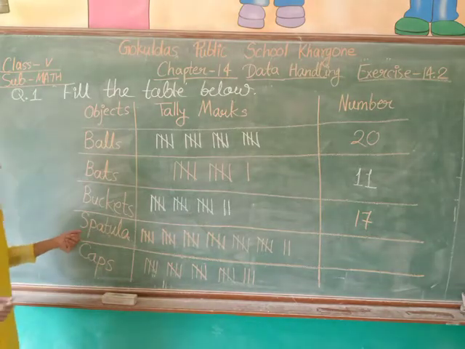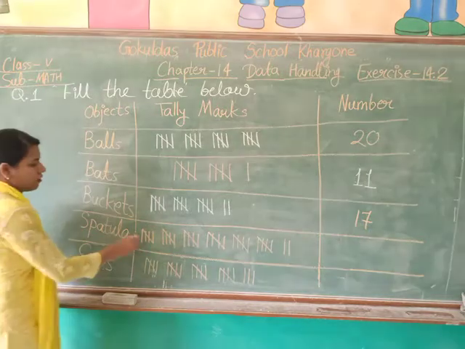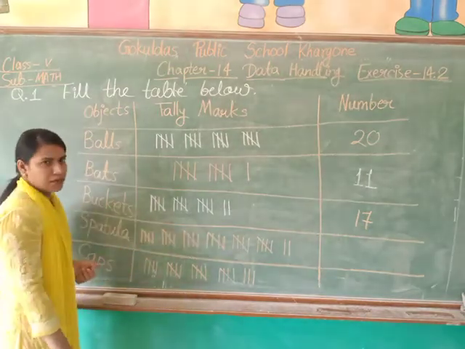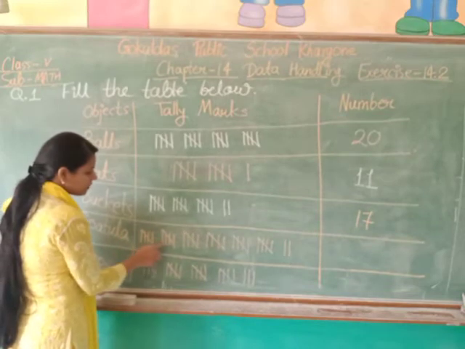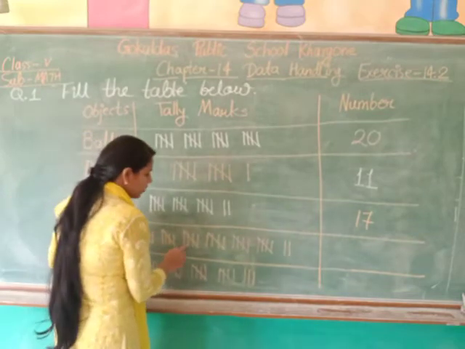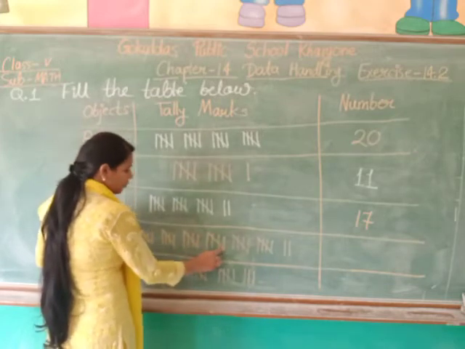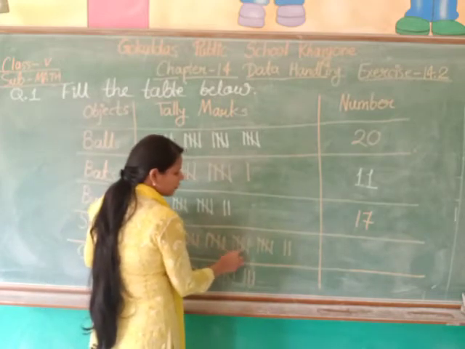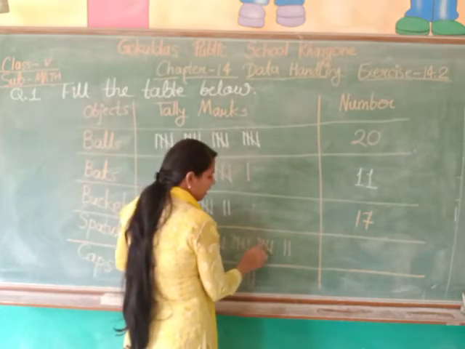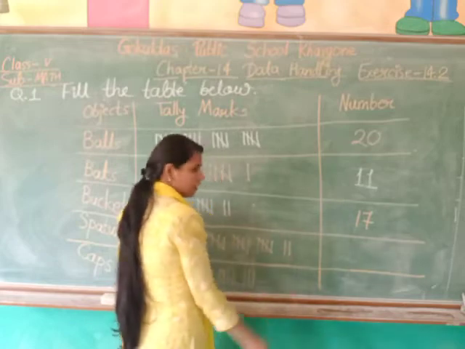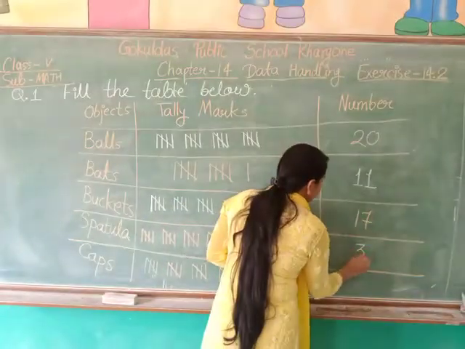Now the next row, which is spatula. Now we want to write numbers for it. So count all the sticks. 1, 2, 3, 4, 5, 6, 7, 8, 9, 10, 11, 12, 13, 14, 15, 16, 17, 18, 19, 20, 21, 22, 23, 24, 25, 26, 27, 28, 29, 30, 31 and 32. How many total sticks? 32. So write 32.